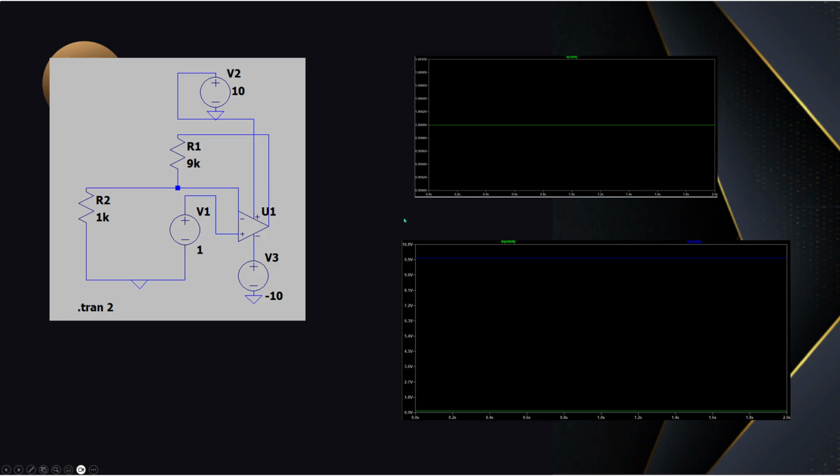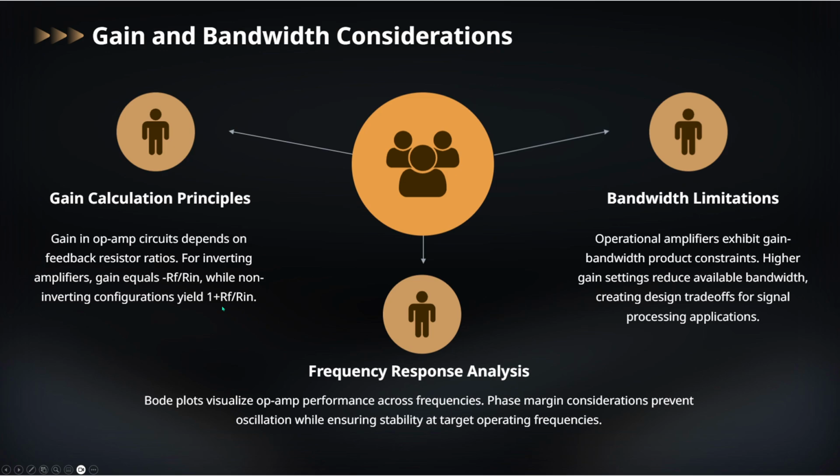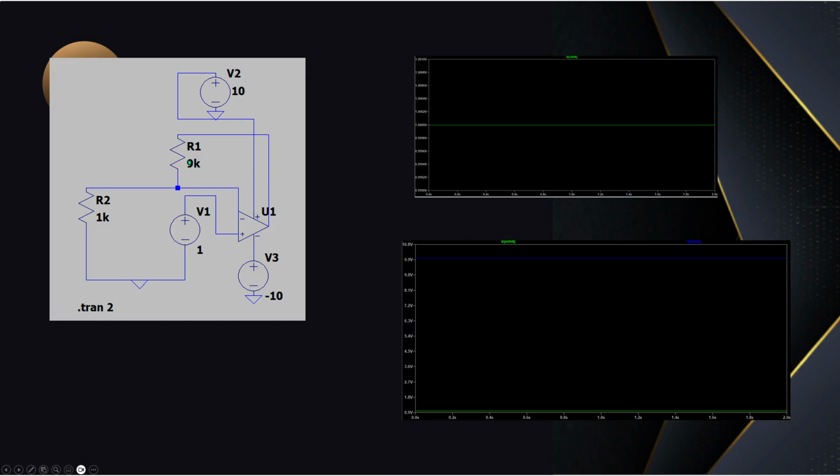And for the frequency response analysis, both plots visualize the op-amp performance across the frequency. Phase margin considerations prevent oscillation while ensuring stability at target operating frequencies. So as you can see, this one is the first simulation using a DC current. For the V1 and the V2, this is the limit, which ranges from 10 volts to negative 10 volts. The voltage to be amplified is 1 volt, and this is 1000 ohm, and then 9000 ohm.